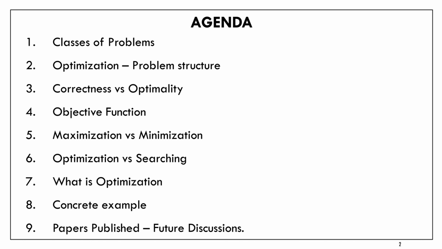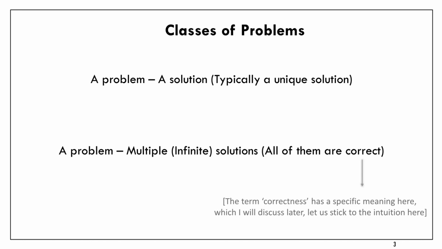Let's start. Problems are of many kinds, but in general, given a problem, we expect it to have a solution, typically a unique solution. Most of the problems we come across in our academics and exams are of such kind. Given a problem, we expect it to have a unique solution and we try to get the solution by solving the problem. This is the normal case.